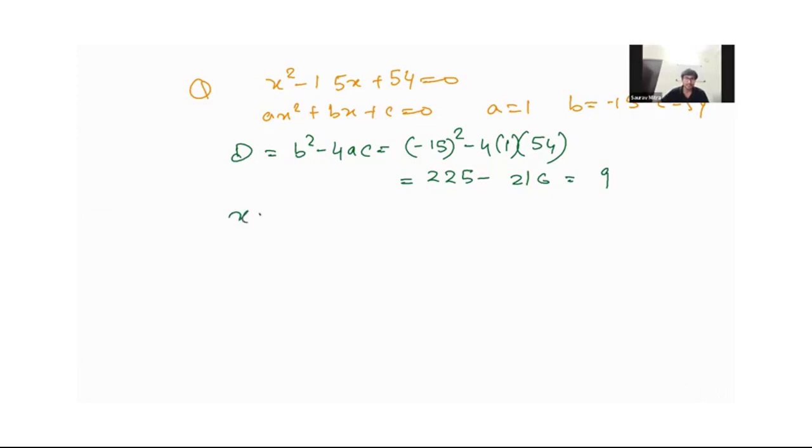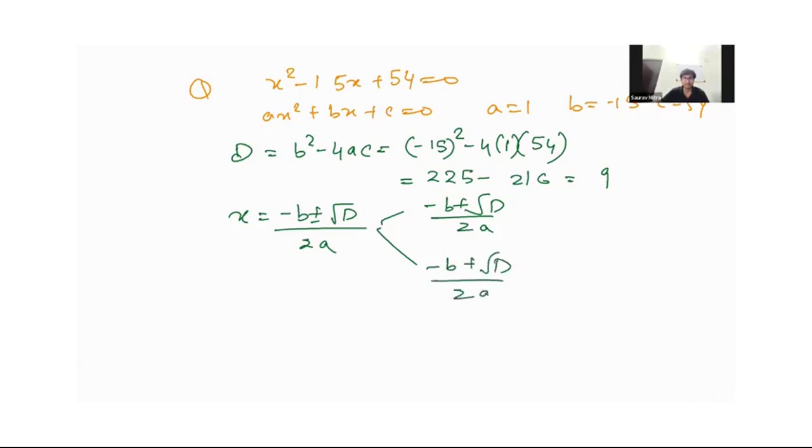Now the next step is finding the value of x: minus b plus minus under root D upon 2a. That means one time plus root D upon 2a, and the next time minus root D upon 2a. Now putting the value of b, be careful. Already in the formula we have minus, so we will put minus of minus 15 plus root 9, that is 3, by 2a, a means 2. On solving this, it will be 15 plus 3, 18 by 2, that is 9.